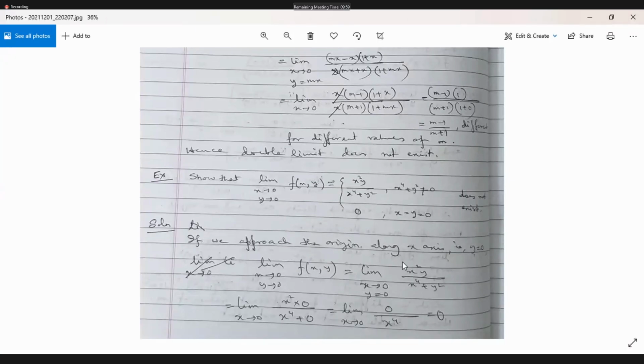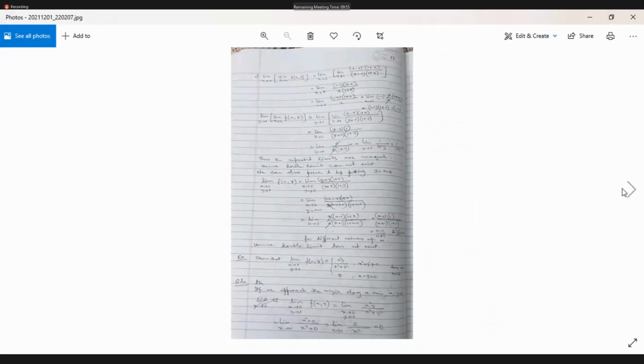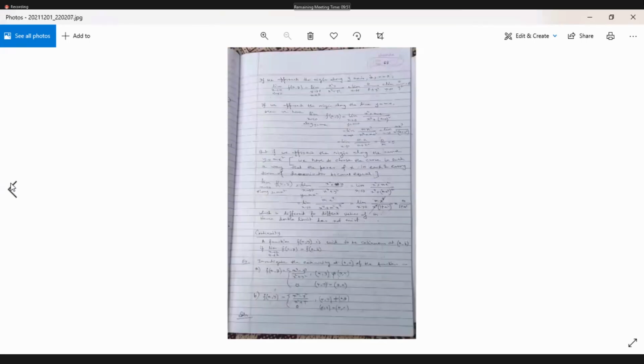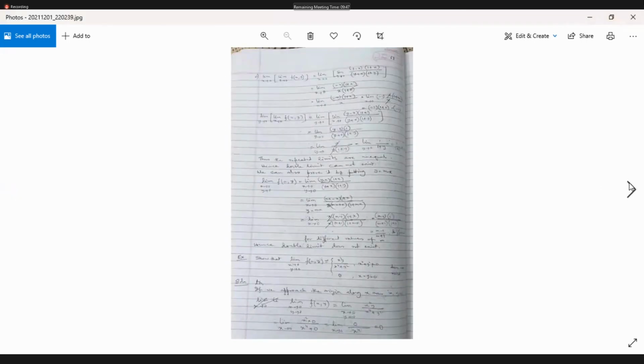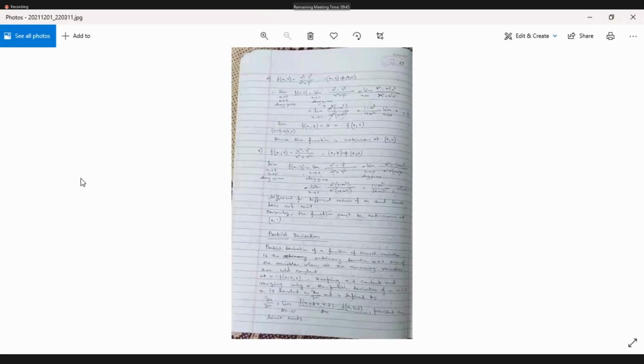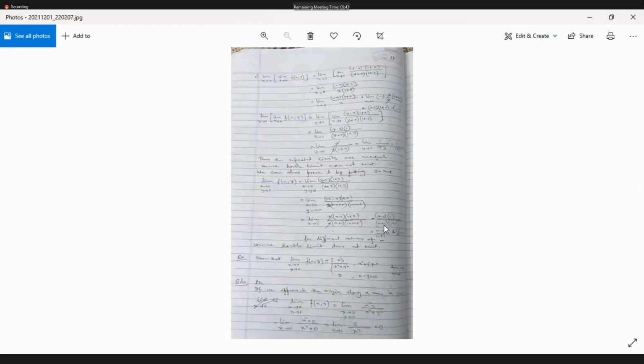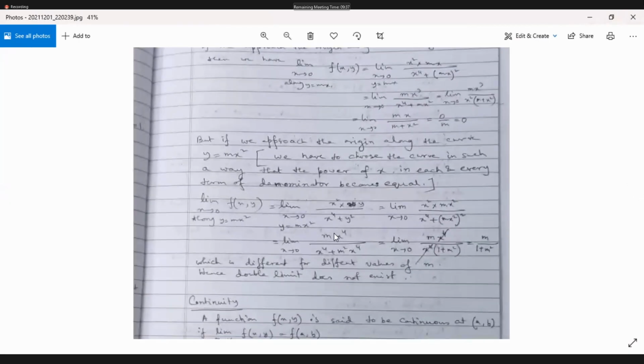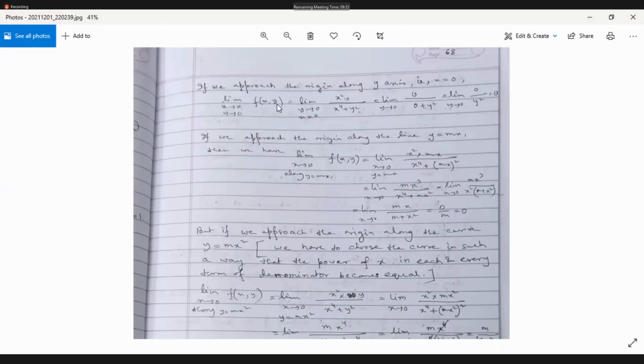Now let us choose the next path. Let us choose the path as y-axis. Y-axis means x equal to 0. So in that case, the limit of f of x, y will be the limit as y tends to 0, with x equal to 0, of x square into y by x to the power 4 plus y square. That will be 0 by 0 plus y square, that is equal to 0 by y square, equal to 0. So if you move along x-axis, the result is 0. If you move along y-axis, then also the result is 0.